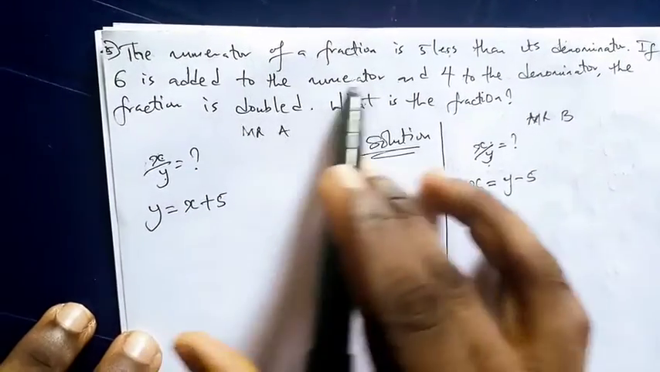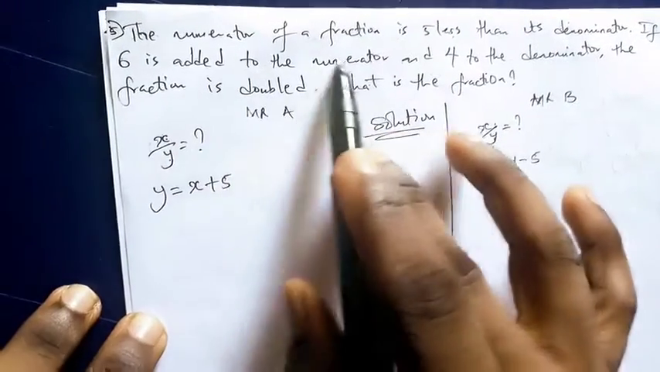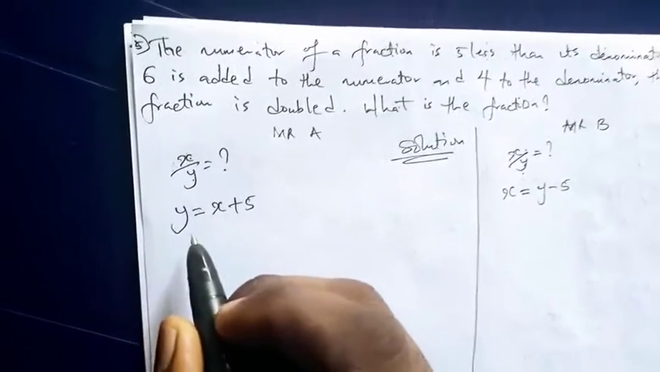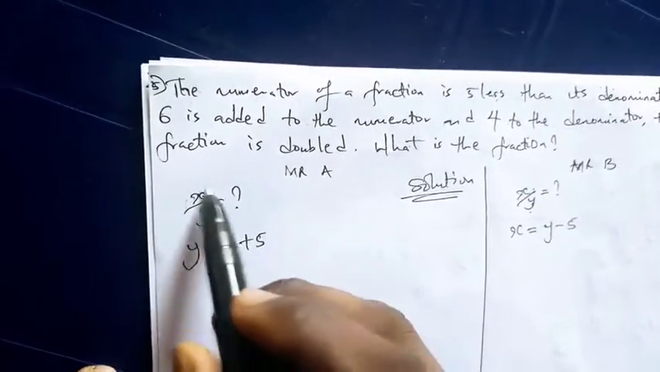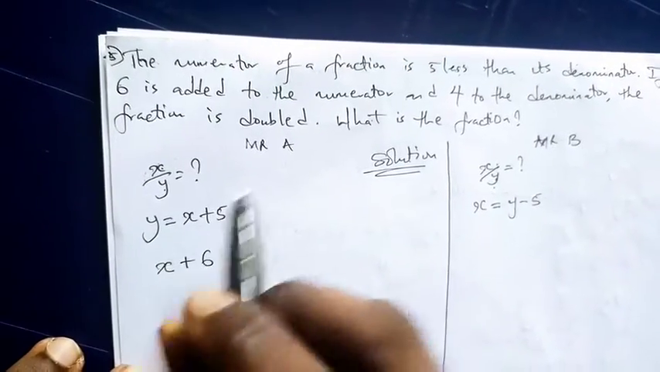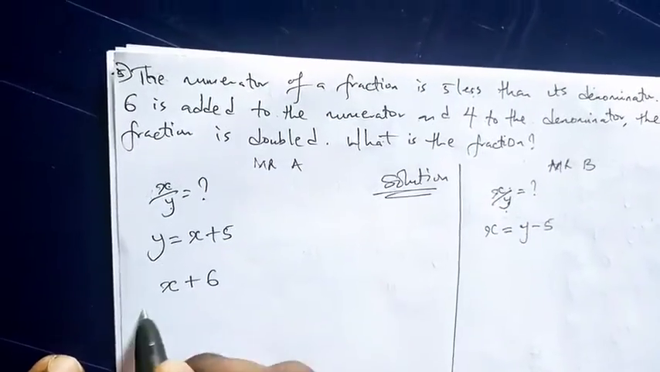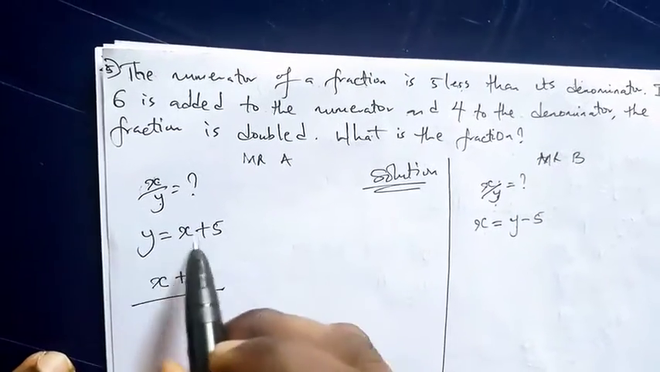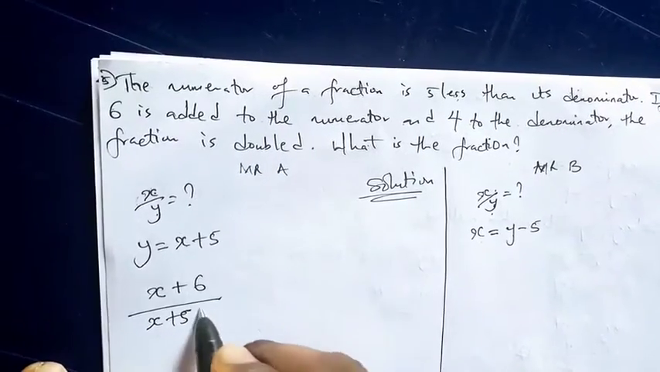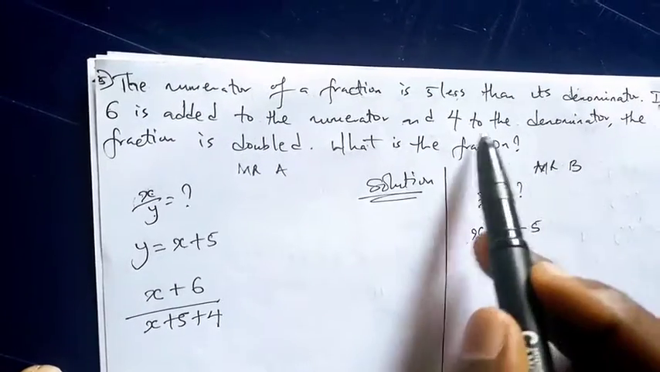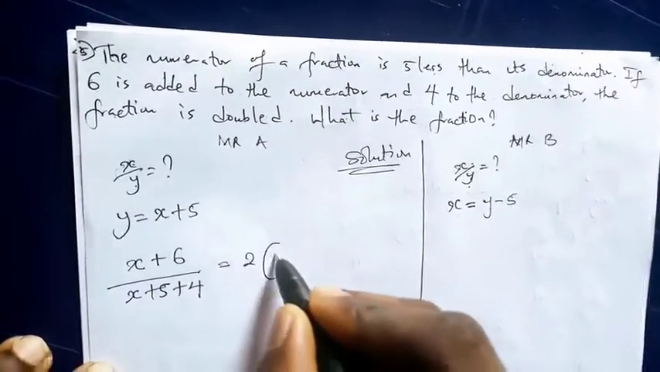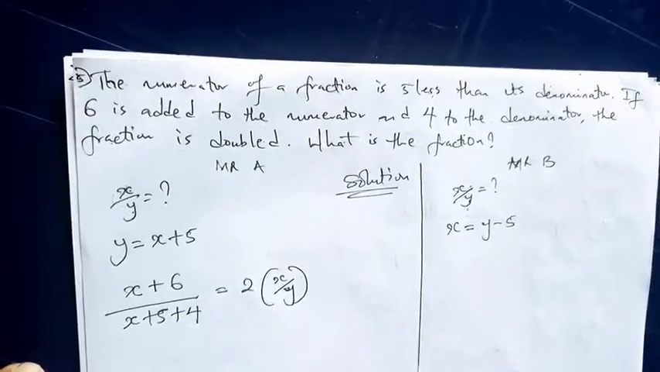And okay, now if 6 is added to the numerator and 4 to the denominator, let's add 6 to the numerator first. Now we can see that the numerator here is x. We are adding 6 and we are adding 4 to the denominator. Now the denominator is no more y, rather it is x plus 5 plus 4. What happens? The fraction is doubled.